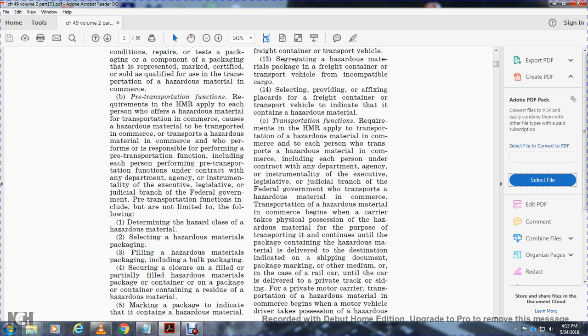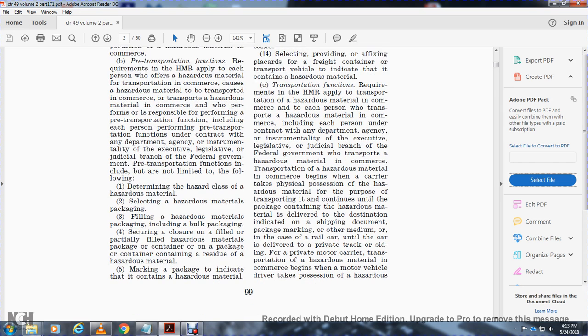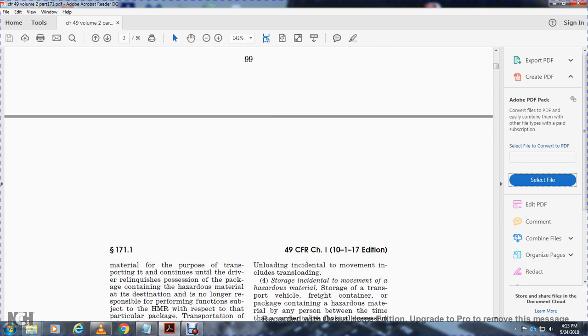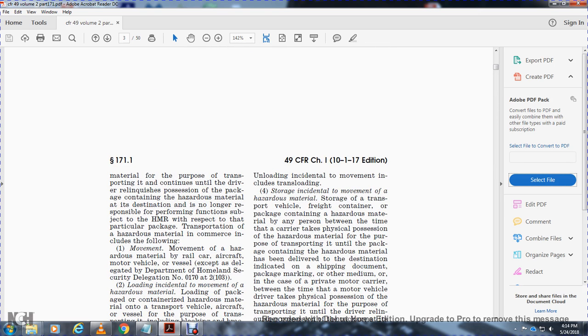In the case of a private motor carrier, transportation of the hazardous material in commerce begins when the motor vehicle driver takes possession of the hazardous material for the purpose of transportation, and continues until the driver relinquishes possession of the package at its destination and is no longer responsible for performing functions subject to the hazardous materials regulations with respect to the particular package.